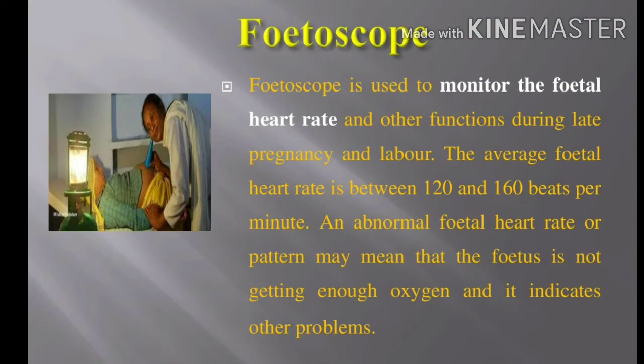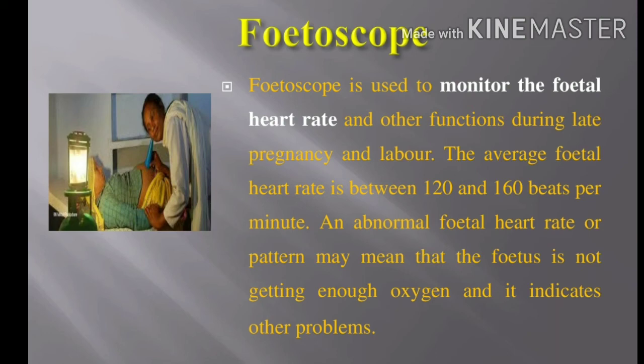Fetoscope. The fetoscope is used to monitor the fetal heart rate during late pregnancy and labor. What is the average fetal heart rate? That is 120 to 160 beats per minute. What does an abnormal fetal heart rate indicate? That the fetus is not getting enough oxygen, and it indicates some problems inside.